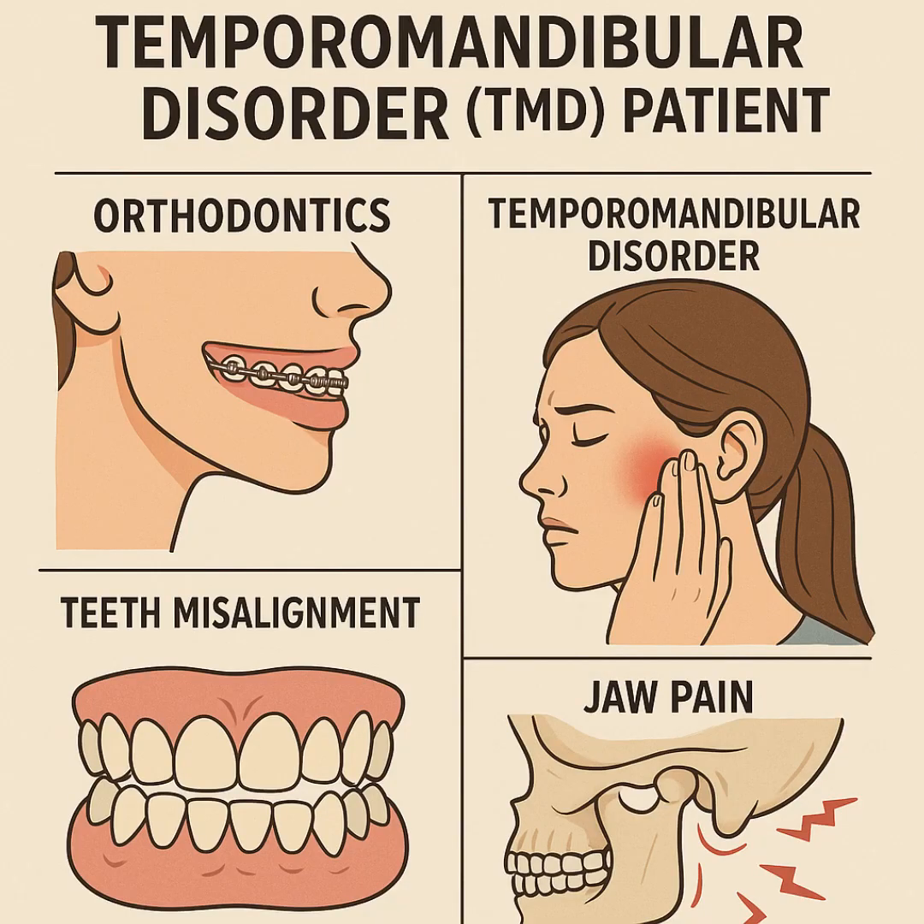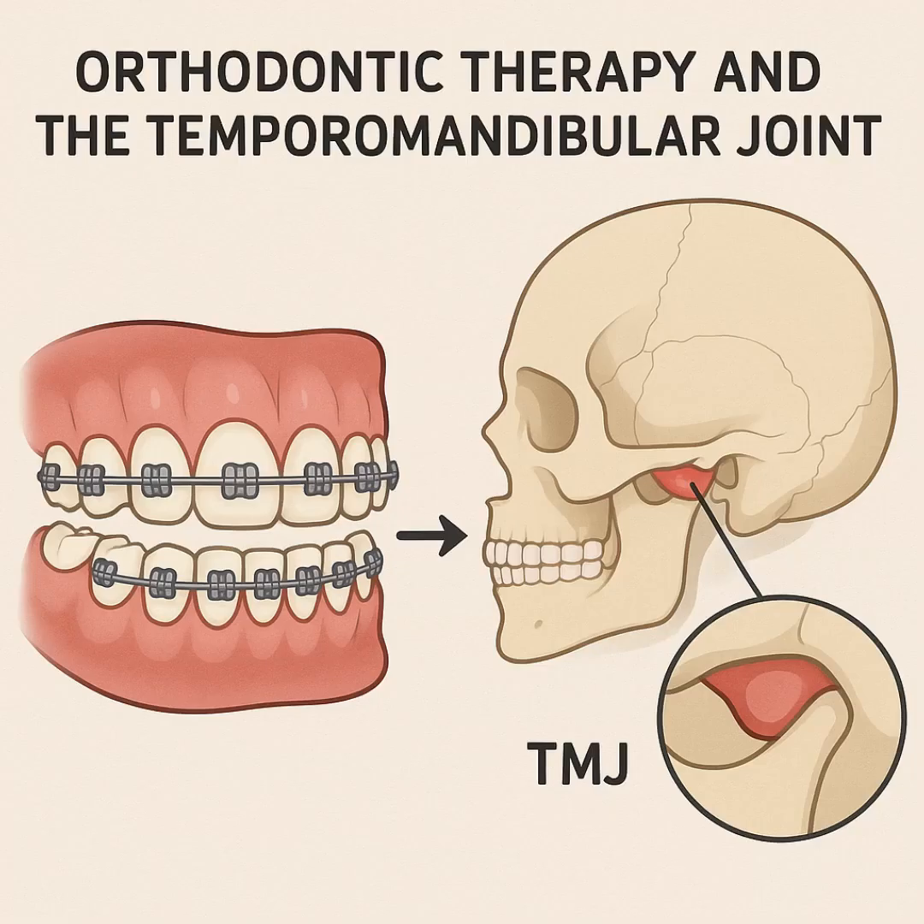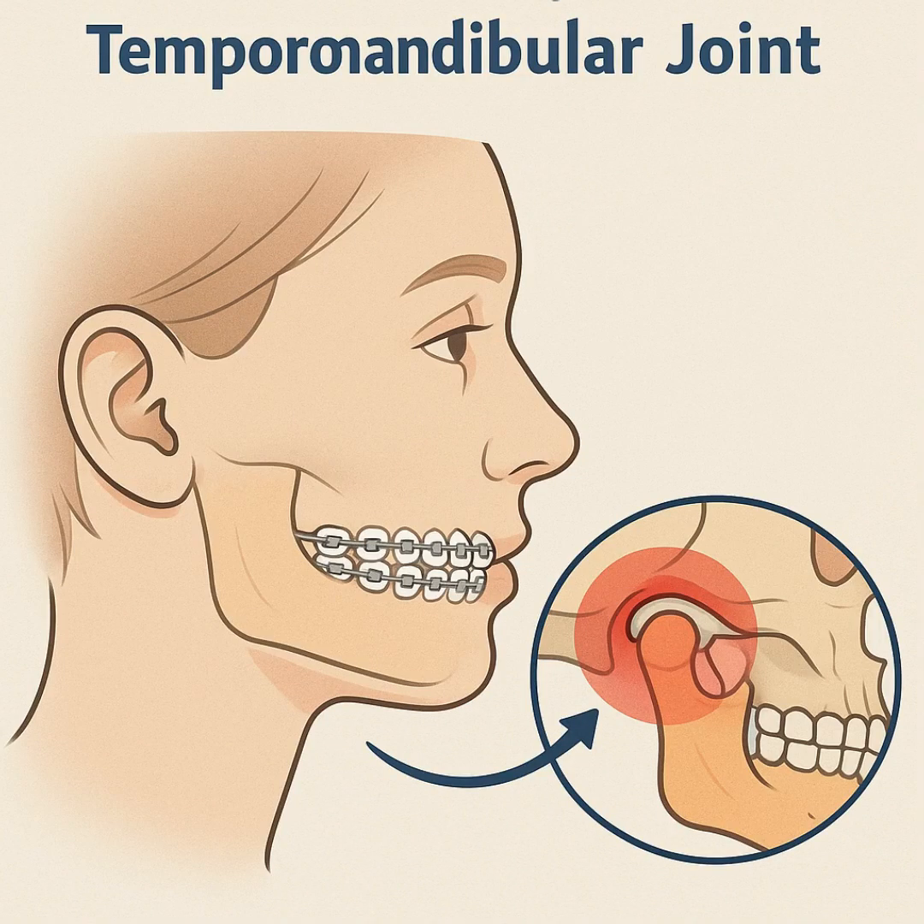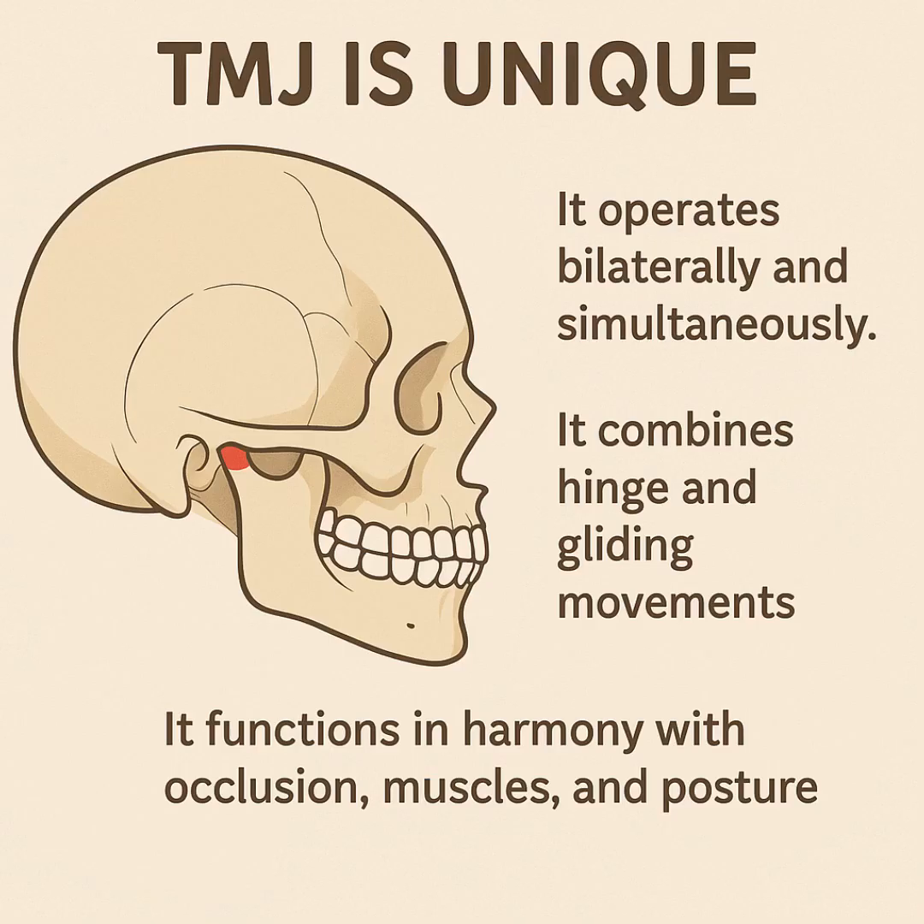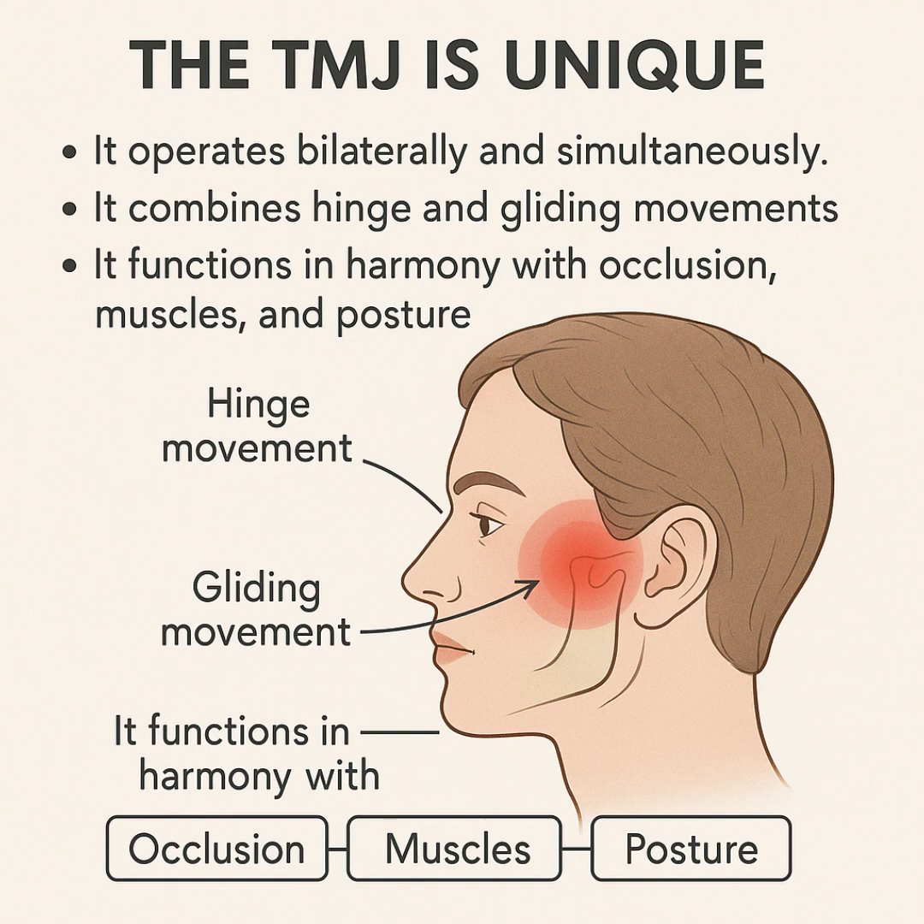Good morning, everyone. Today, we explore one of the most controversial and misunderstood intersections in orthodontics, the relationship between orthodontic therapy and the temporomandibular joint, or TMJ. Why is this important? Because the TMJ is not just another joint. It is unique. It operates bilaterally and simultaneously. It combines hinge and gliding movements. It functions in harmony with occlusion, muscles, and posture.